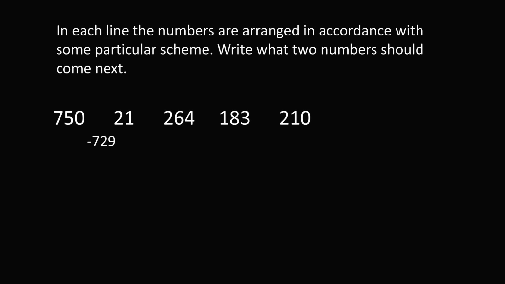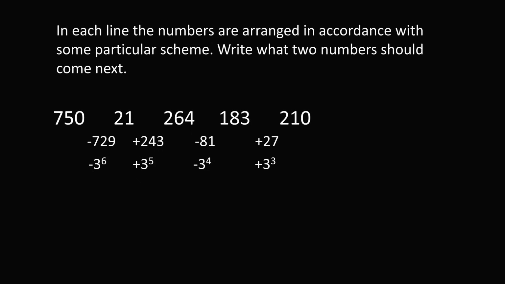So from 750, if we subtract 729, we get to 21. Then if we add 243, we get to 264. Then we need to subtract 81, and we need to add 27. Now looking at all of these numbers, these are powers of 3. So 27 is 3 cubed, 81 is 3 to the 4th, 243 is 3 to the power of 5, and then 729 is 3 to the power of 6.